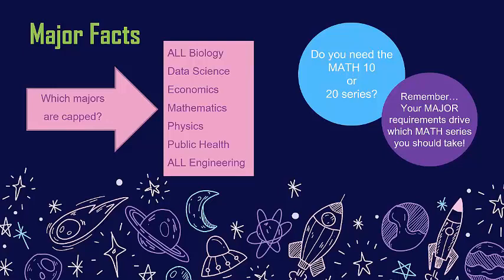These recommendations are based on what you indicated as your proposed major in your application. Certain courses depend on your major. For example, when recommending if a student should take either the Math 10 series or the Math 20 series, we will recommend based on your major, as your major drives which math sequence is required for its curriculum.